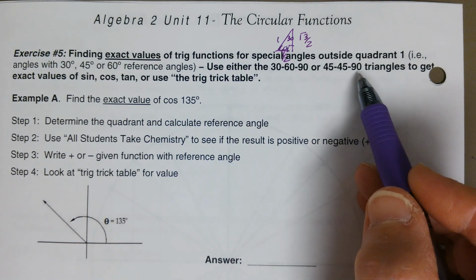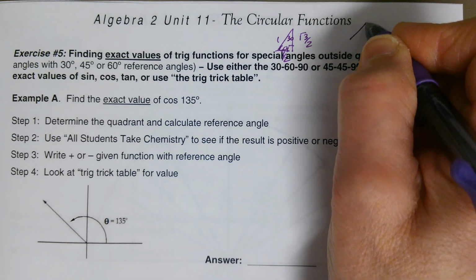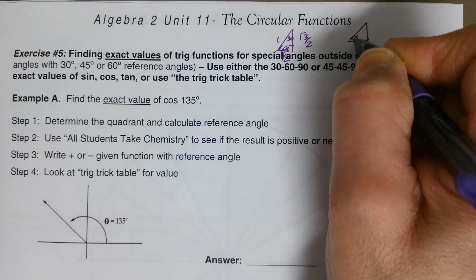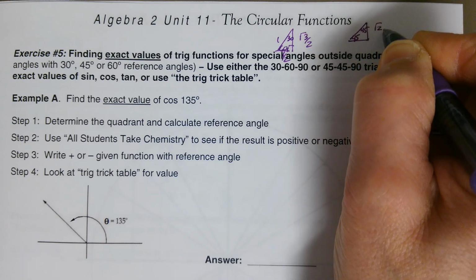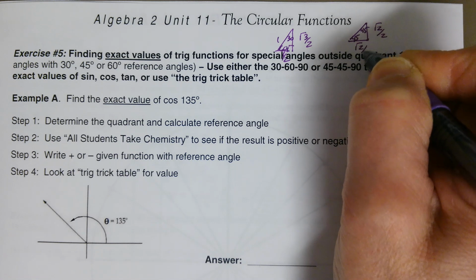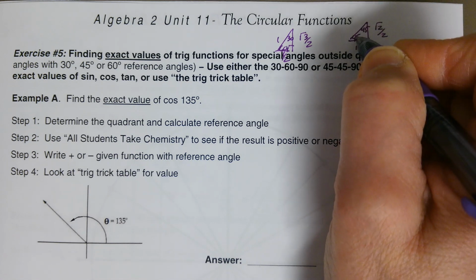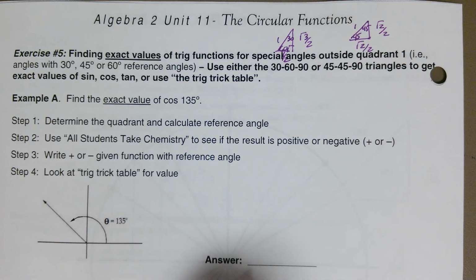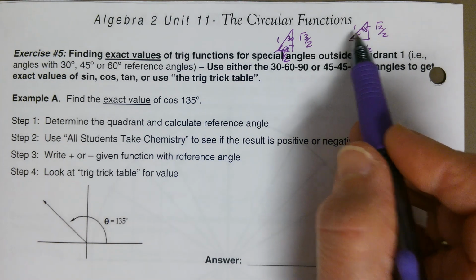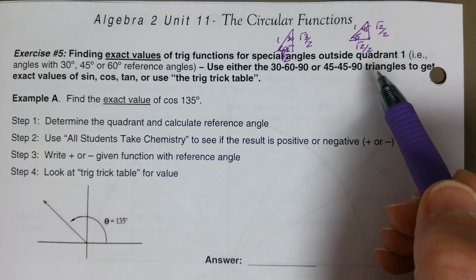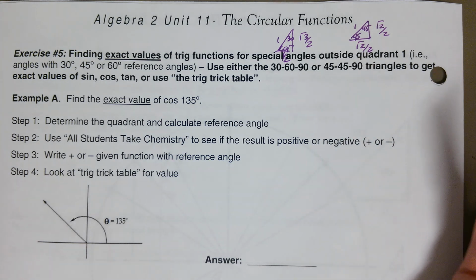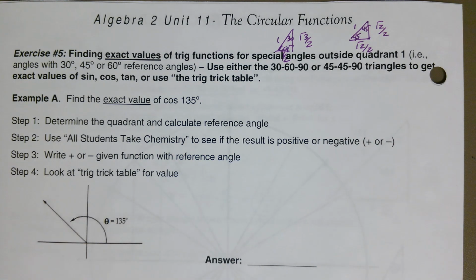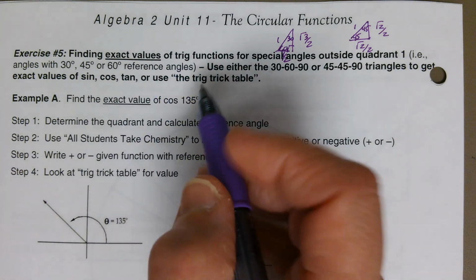And for the 45-45-90, you would need to know that each leg is square root of 2 over 2, and the hypotenuse is 1. So if you're asked for the cosine of 45 degrees, adjacent over hypotenuse, square root of 2 over 2 over 1 is square root of 2 over 2. Or we use the trig table, okay?